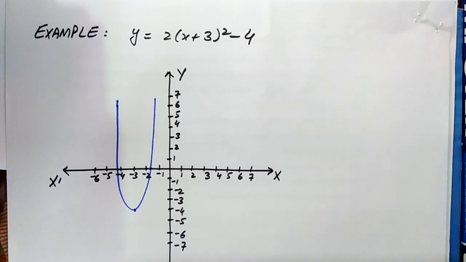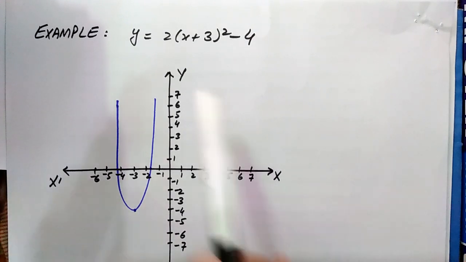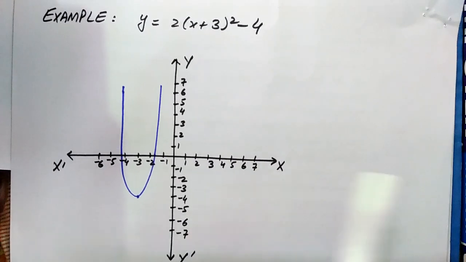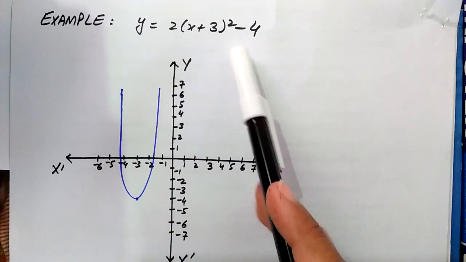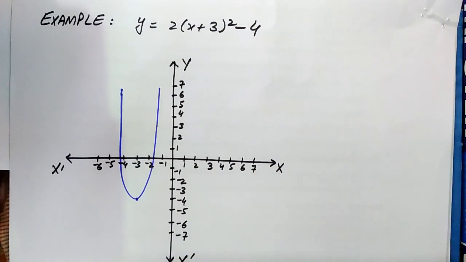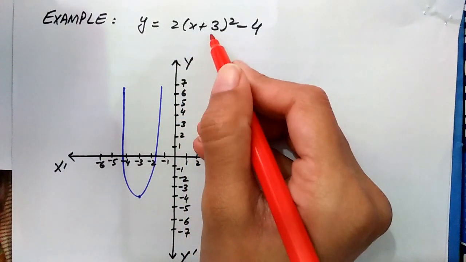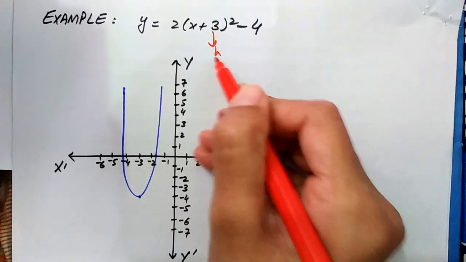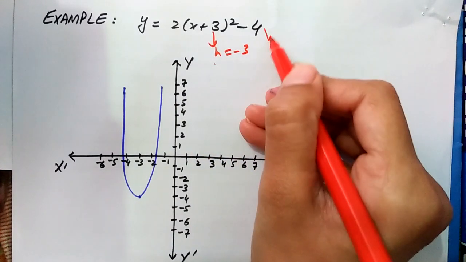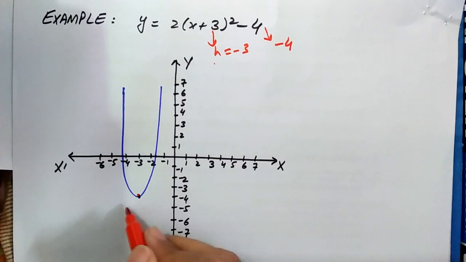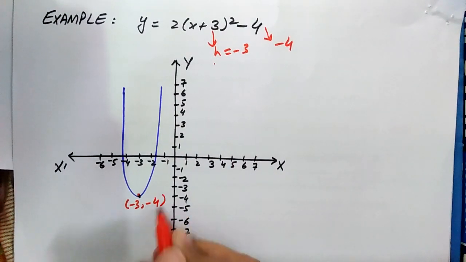Now consider the example y equals 2 times (x plus 3) whole squared minus 4. First of all, for finding the f inverse of x, we must draw its graph. Its vertex, just by comparing this equation with the vertex form of the equation, we will get h equals minus 3 and k equals minus 4. So its vertex will be (minus 3, minus 4).